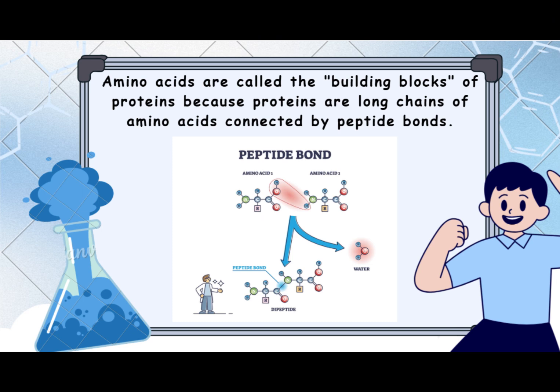So why are they called the building blocks of proteins? Amino acids are called the building blocks of proteins because proteins are long chains of amino acids connected by peptide bonds. The specific order and sequence of these amino acids determine a protein's unique 3-dimensional structure, which is crucial because a protein's shape directly dictates its function. Much like Lego bricks, they can form different objects based on their arrangement.